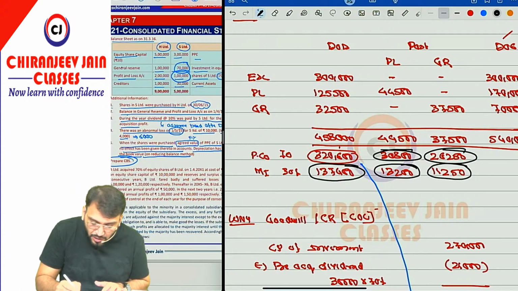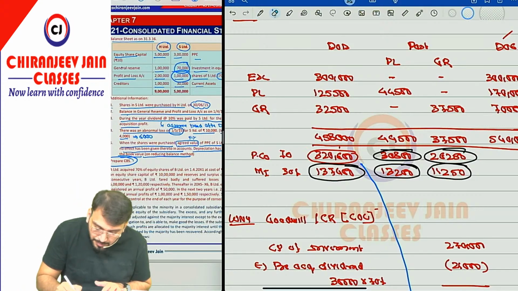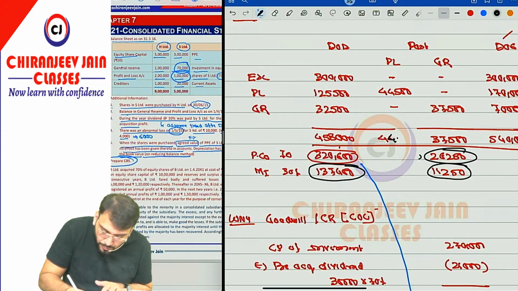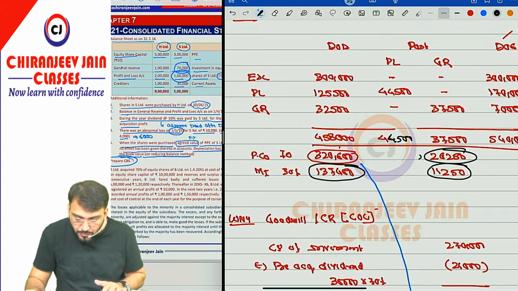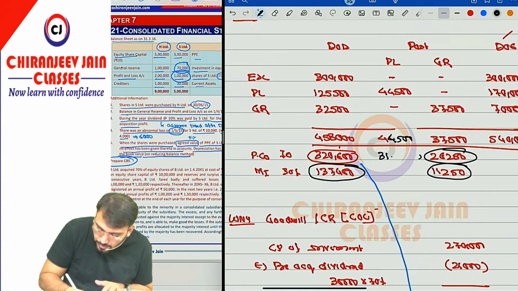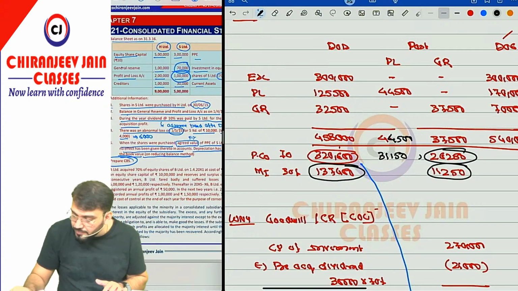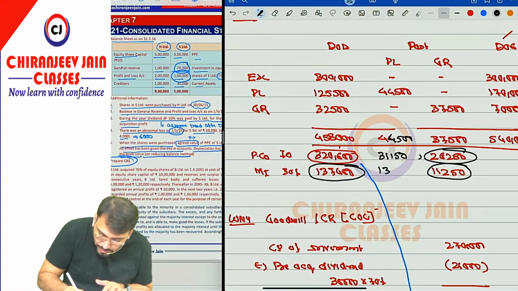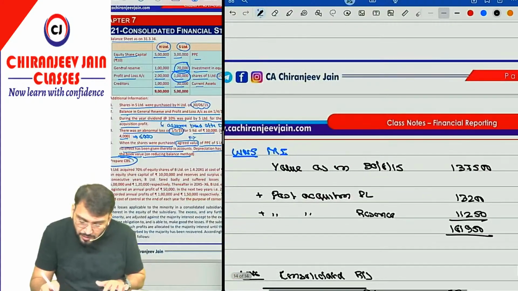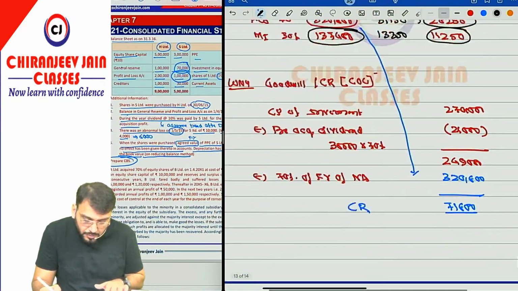So this is 13,350. Okay. Some calculation mistake happened here. It is 44,500. So what is 70% of 44,500? 31,150. And it is 13,350.